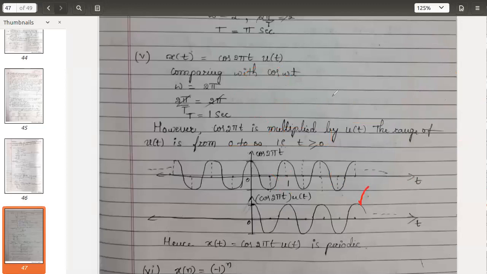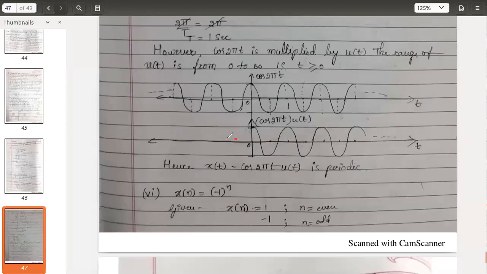Now, whether it is periodic, I can say that it is periodic, but what about the left hand side? We don't have any values here. For a signal to be periodic, it should extend from minus to plus infinity. That is the main thing. But if the given question has, say, the signal is starting from 0 and it is extending, that's a different thing.